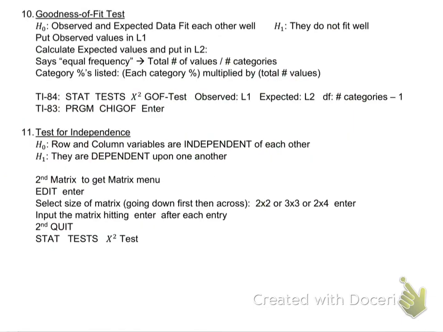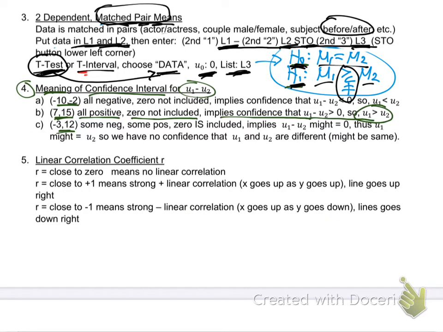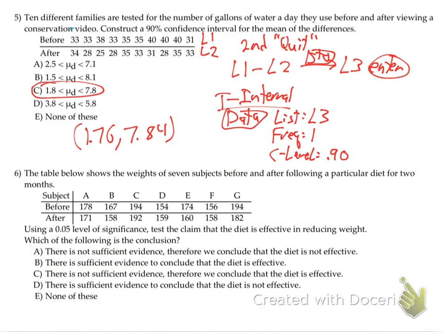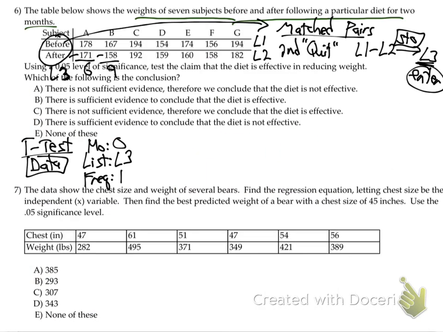Let me go back to the notes. So H0 is they're equal, H1 is mu1 is greater, less, or not equal. So let's write that. So H0 is mu1 equal to mu2. H1, mu1, mu2, greater, less, or not equal. Well, how do we know? Well, it says test the claim that the diet is effective.